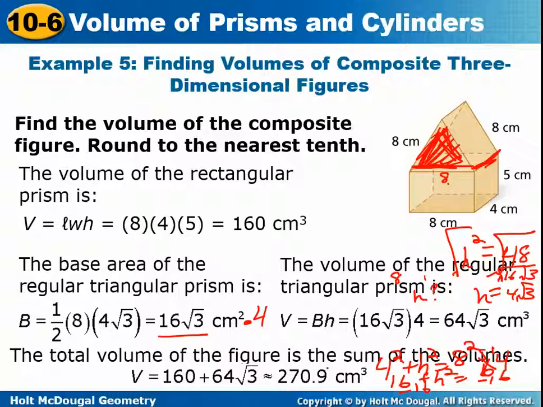Then finally, we would add together this number. Let me get a different color. This green. Add that together plus this together. And if you want to round then by finding the square root of 3, we would get approximately 270.9 cubic centimeters. And that's the volume of the whole thing. So to find the volume of a composite figure, you find the volume of both pieces and add them together.